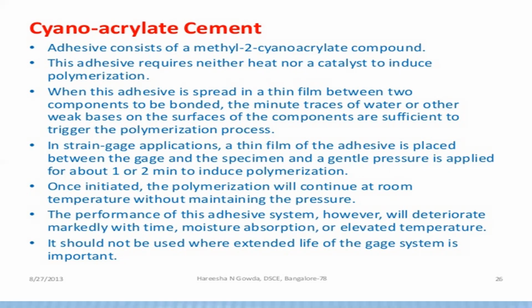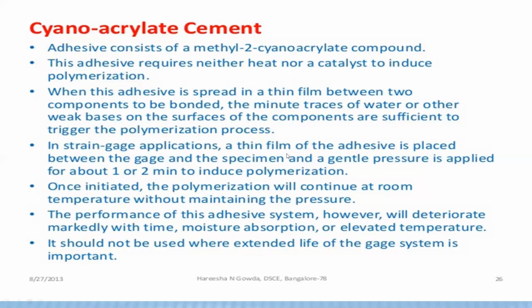When this adhesive is spread in a thin film between two components, the minute traces of water or other weak bases on the surface of the components are sufficient to trigger the polymerization process. So in strain gauge applications, a thin film of the adhesive is placed in between the gauge and the specimen, and a gentle pressure is applied for about 1 or 2 minutes to induce polymerization.